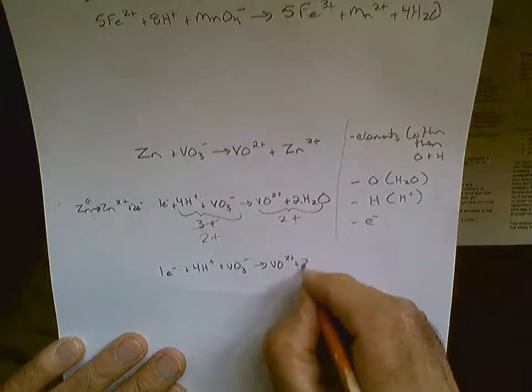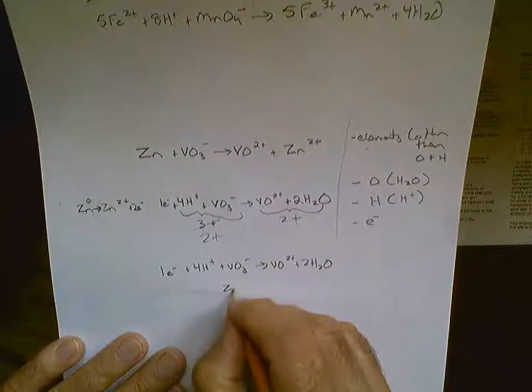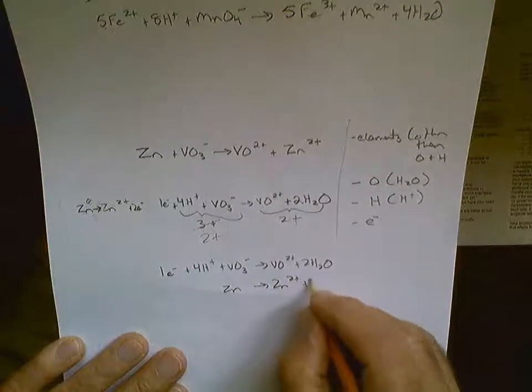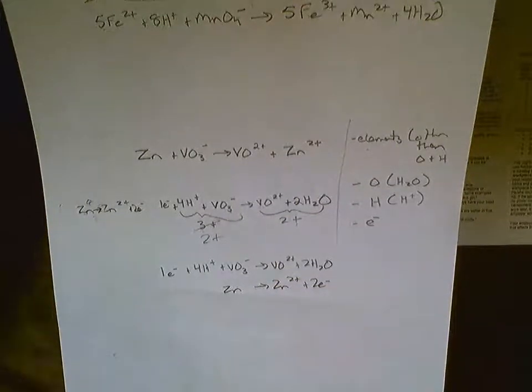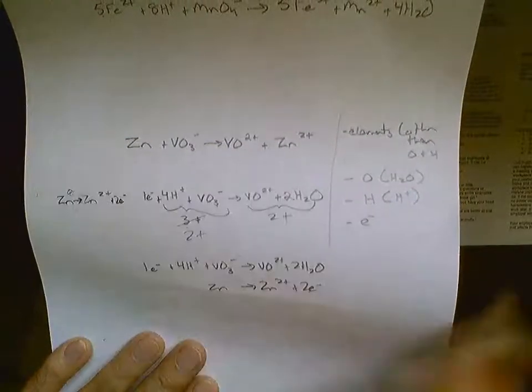And you want to do what we did above. We want to balance the electrons. So since we have 2 electrons here, we need 2 here. We're going to multiply this line by 2.